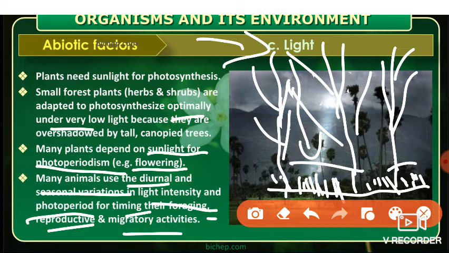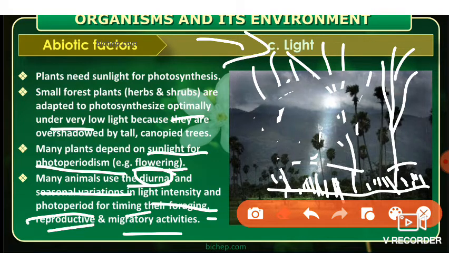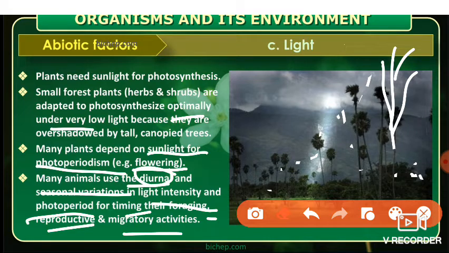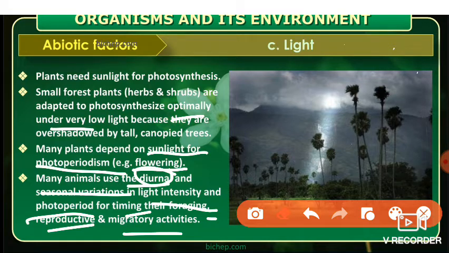Okay, here some of the animals are nocturnal and some of the animals are diurnal. Diurnal means they are active in the day. Nocturnal means they are active in the night. Say for example, you can take moths. Some of the moths, they are active during the night. Those we call as nocturnal. The animals or the organisms that are active in the night, those we call as nocturnal.